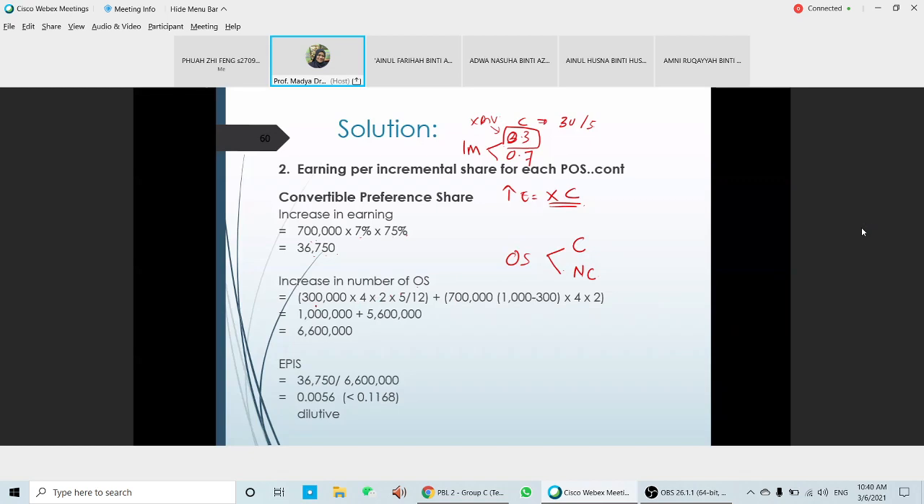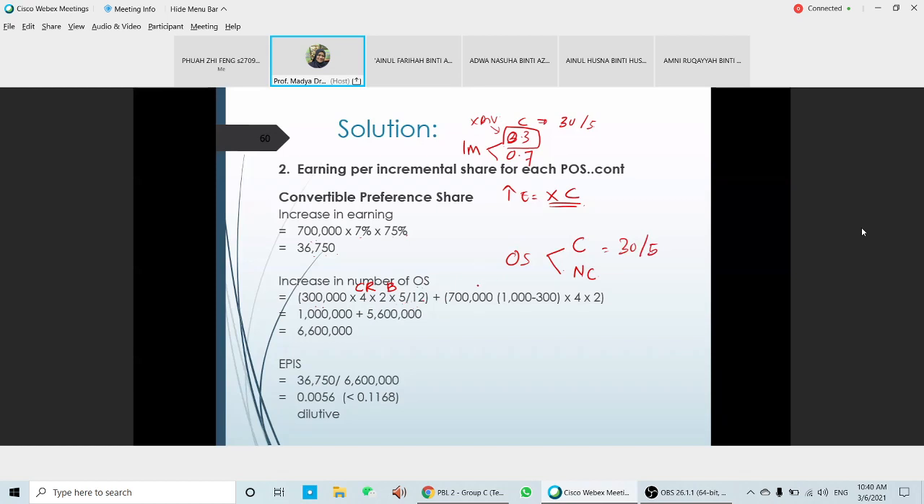So this one is 300, the one that you convert, times 4, which is the conversion rate, and then 2 here is the bonus, and then 5/12 here because you convert this one on 30th of May. So you're going to have 5 months here before the conversion.